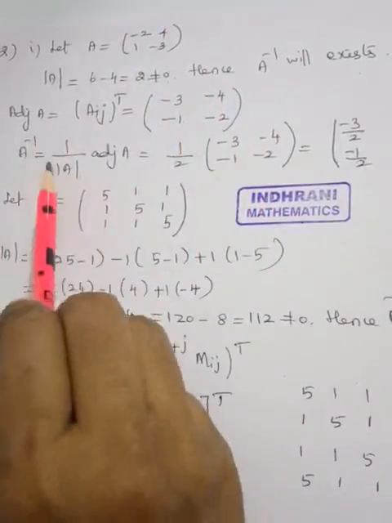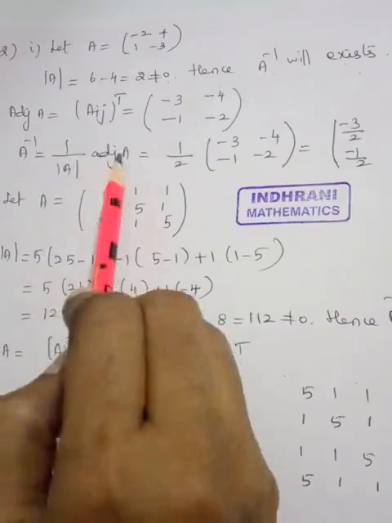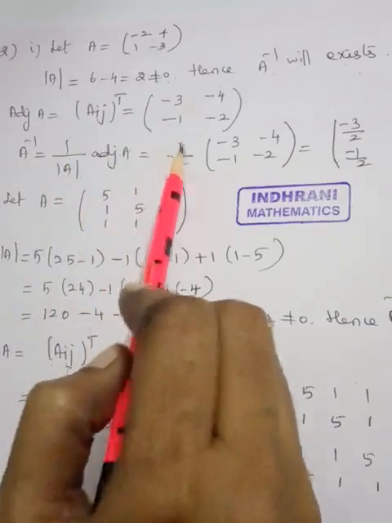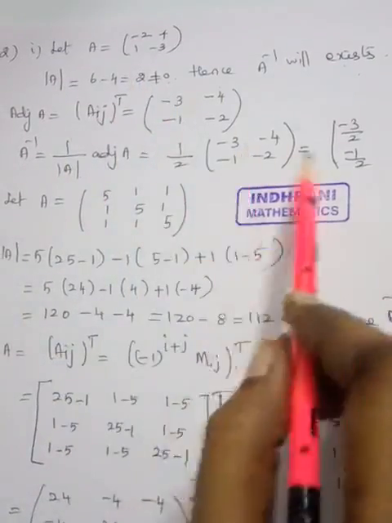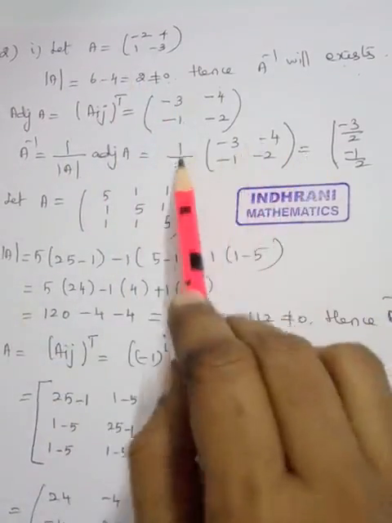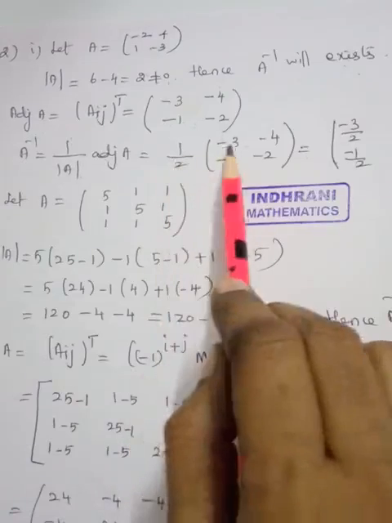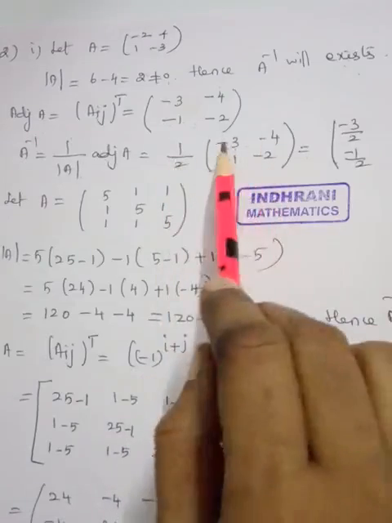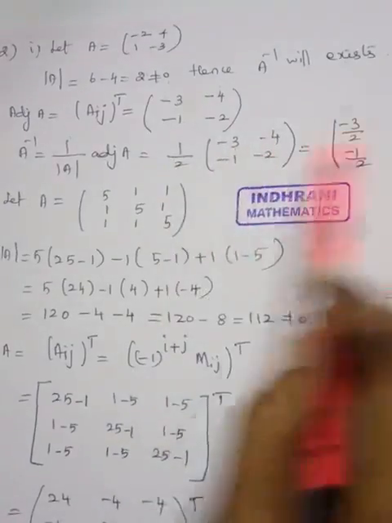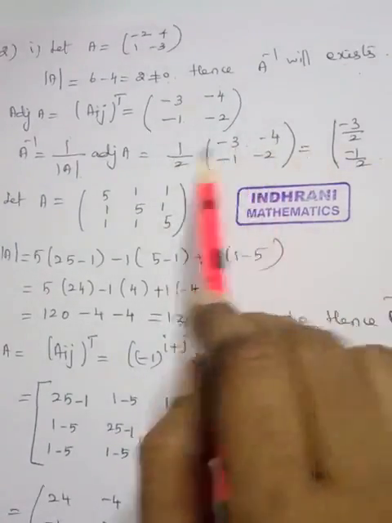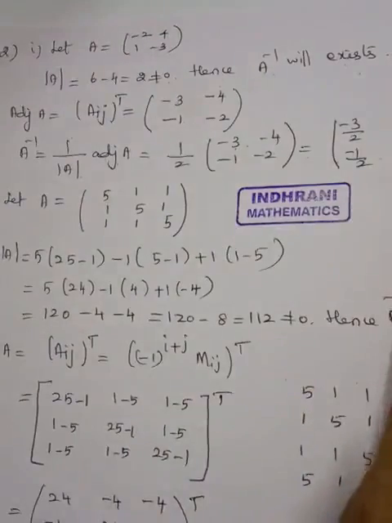So A inverse formula now is 1 by determinant A into adjoint of A, that is equal to 1 by determinant A, which is 2, into adjoint of A. Substitute it. Next line I am bringing 1 by 2 inside. That means each and every term I am dividing by 2. Minus 3 by 2, minus 4 by 2. Minus 4 by 2 is minus 2. Minus 1 by 2, minus 2 by 2 is minus 1. That's all.